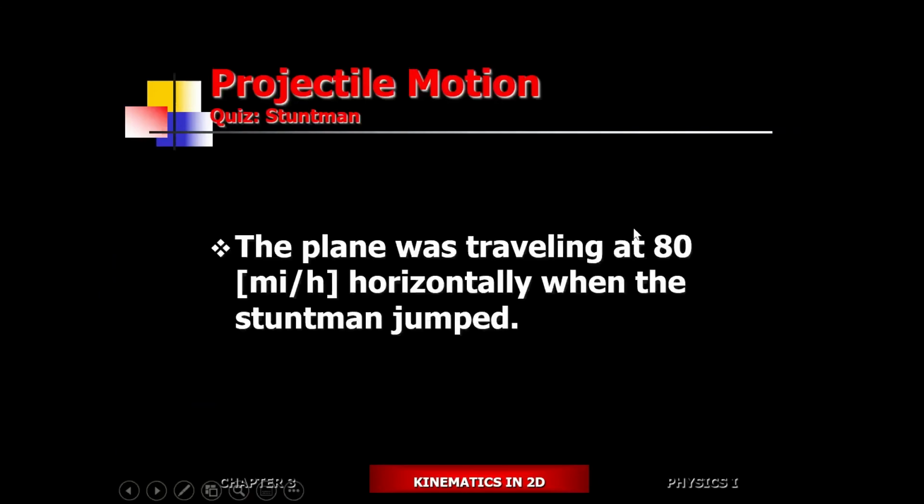So what do we know? We know that the airplane was going at 80 miles per hour. And then when this guy jumped, he fell about 30 feet. That's it. That's all the information that you have. From that information, can you figure out whether or not the impact is survivable?